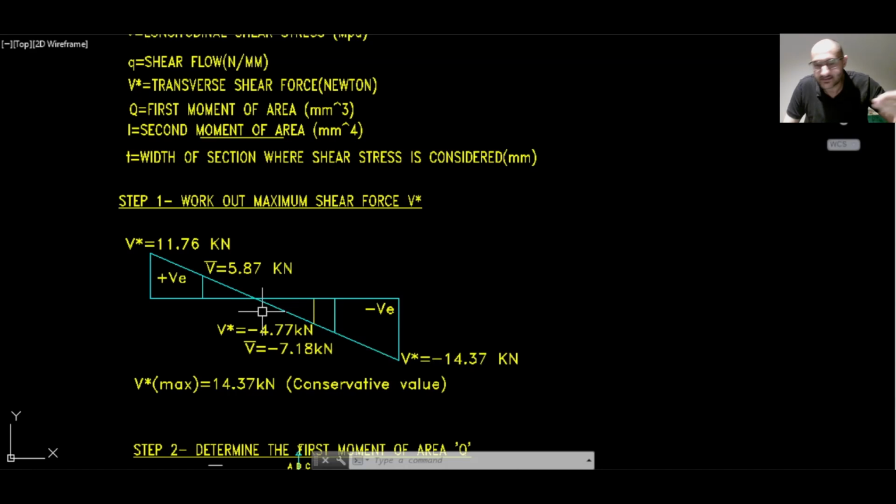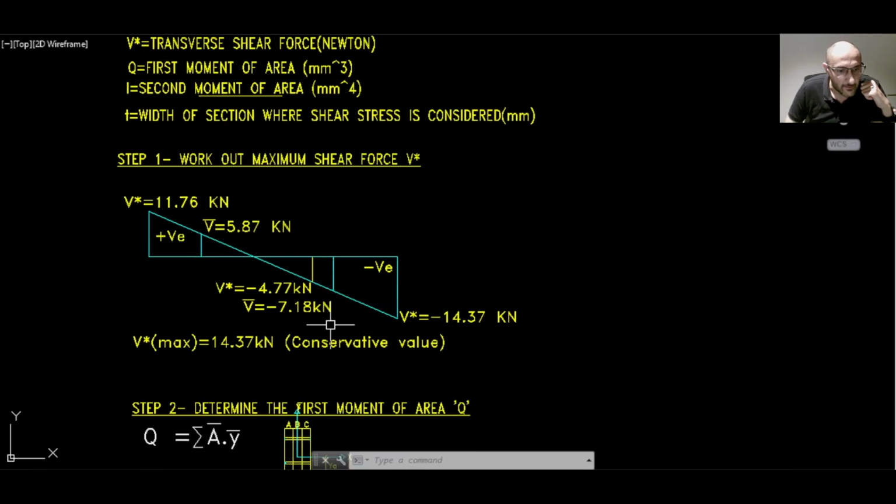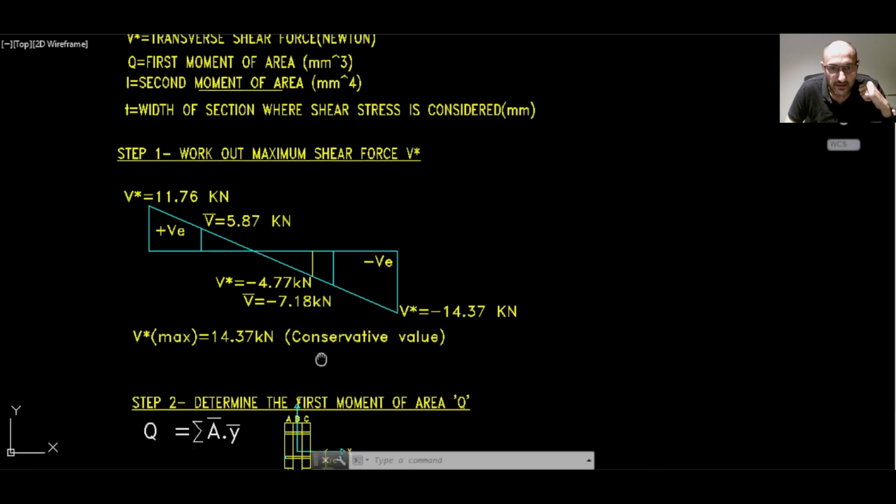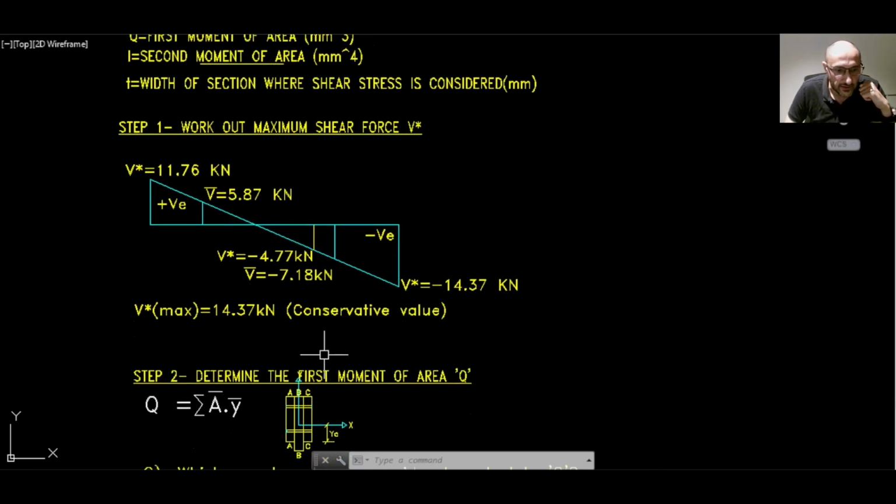So it's like having a beam with a point load, and you have a continuous shear force of 14.37 kilonewton. Okay, so far so good. Now let's go to the shear stress and shear flow equation.